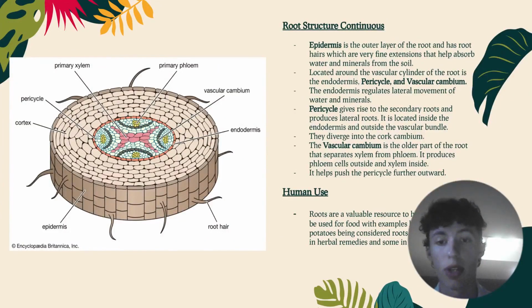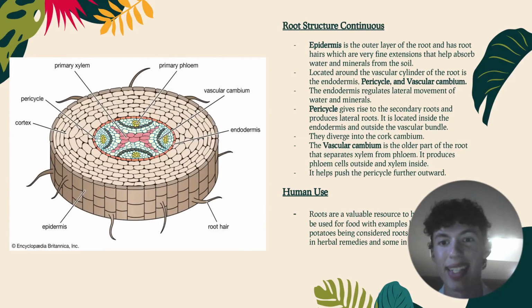So for root structure continued, this is more of a diagram of what the roots look like on the left here. The epidermis is located on the outermost layer, as we can see in the diagram. It has hairs on it, which are very fine extensions that help absorb water and minerals found in the soil. Around the vascular cylinder of the root are the endodermis, the pericycle and vascular cambium.